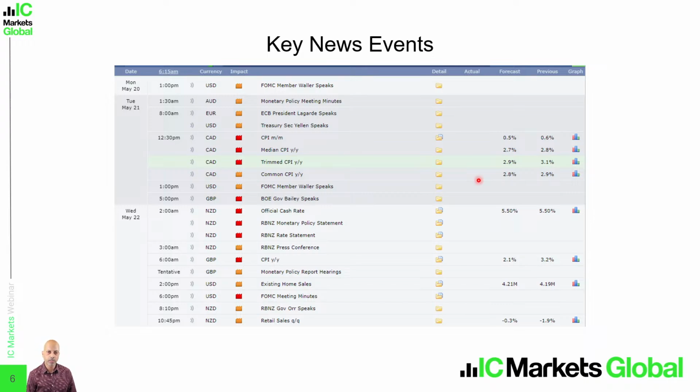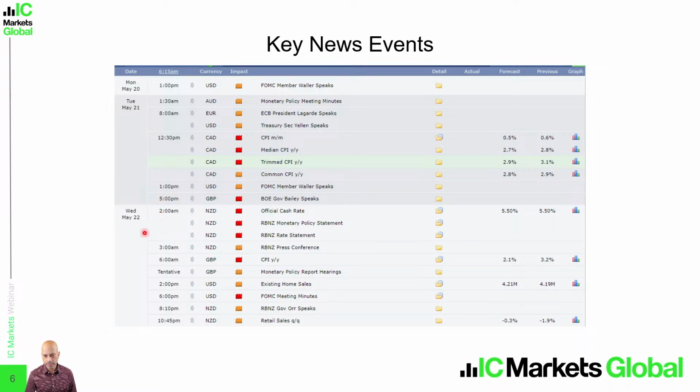Inflationary pressures do look like they're continuing to dissipate further in Canada, which is likely to cause the loonie to come under pressure. If the loonie comes under pressure, we could see USD/CAD get a potential lift following the release of this inflation data out of Canada. Later on, at 5 p.m., we've got Bank of England Governor Andrew Bailey speaking as well. If he touches on monetary policy action or the outlook of future monetary policy action, that's likely going to impact the pound as well.